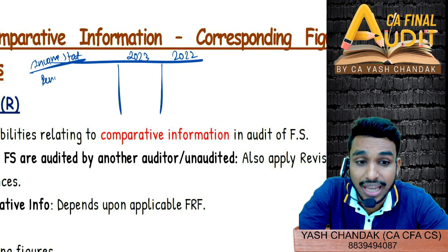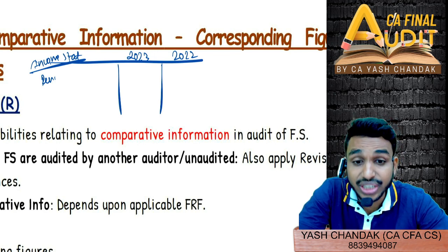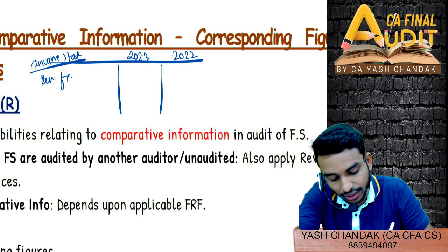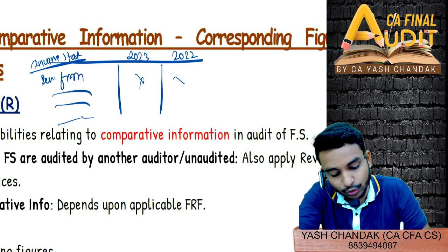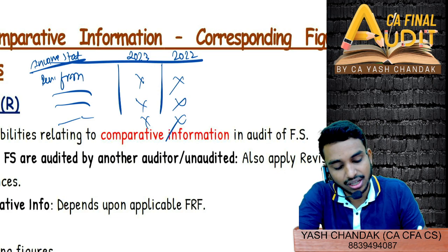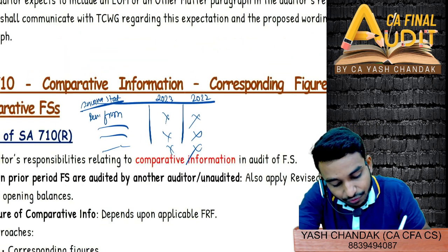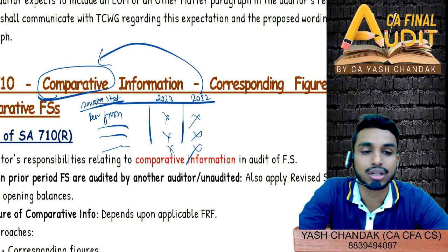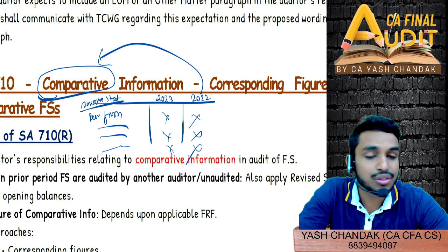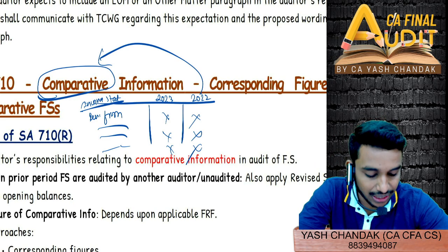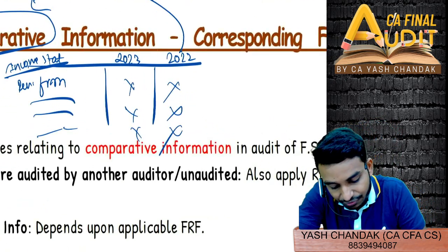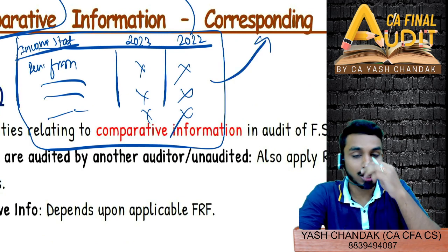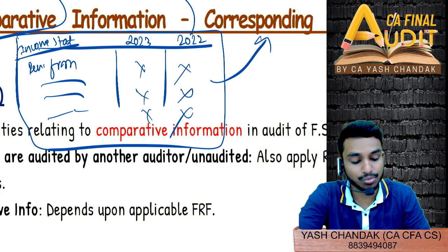It is a requirement of the FRF, India's AS, and even Schedule 3. So revenue from operations or whatever line item that you report, you also have to disclose for the last year, right? This is done for comparison. This reporting of 2022 is done for comparison, so this is comparative information. And the way we generally do it in the financial statement is called corresponding figures.